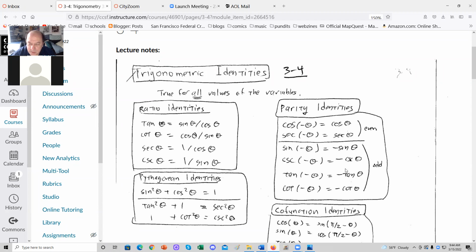It's hard to remember. There are also parity identities, where you change theta to minus theta and see what happens to the trig functions. Cosine and secant take negative theta and get you the same thing as before, cos theta and sec theta. I like to say that cosine and secant absorb a negative. These are also known as even functions. An odd function is one which transmits a negative: the negative comes out from inside the trig function to outside. So sine of negative theta equals negative sine theta. Cosecant of negative theta is negative cosecant theta. Tangent of negative theta is negative tan theta. And cotangent of negative theta is negative cotangent theta.